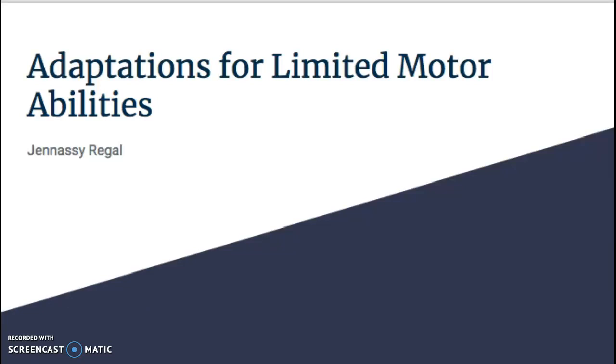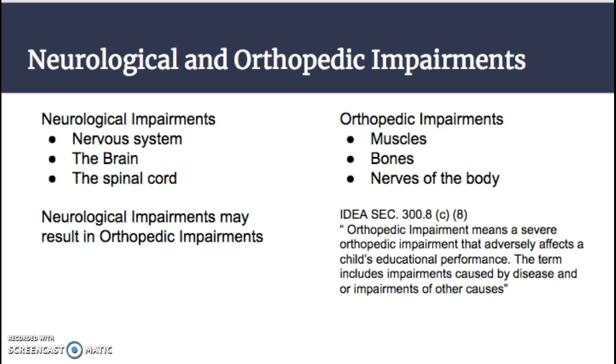Adaptations for limited motor abilities. Limited motor abilities fall under two categories, neurological and orthopedic impairments. Neurological impairments involve the nervous system, the brain, and the spinal cord. Neurological impairments may result in orthopedic impairments. Orthopedic impairments involve the muscles, bones, and nerves of the body.